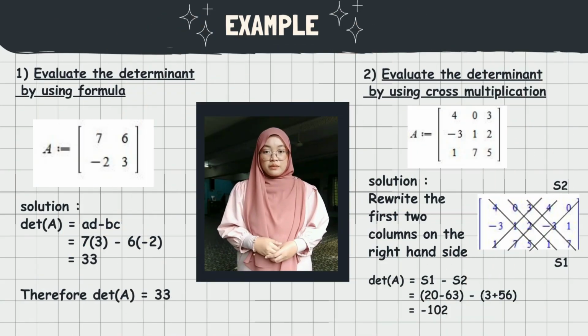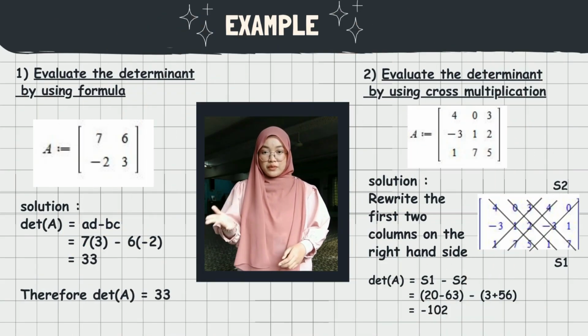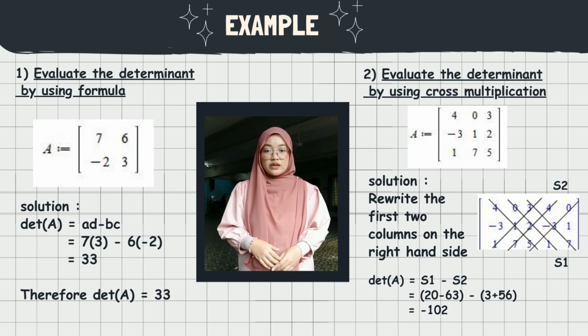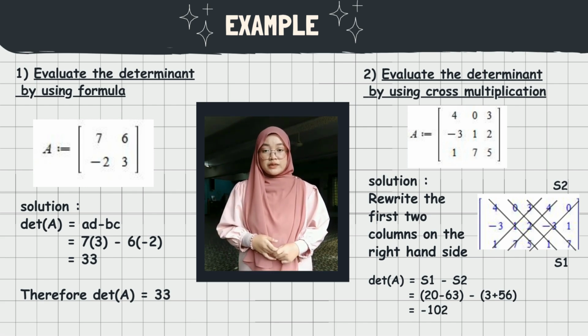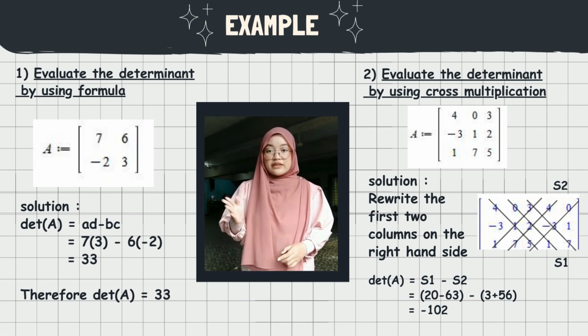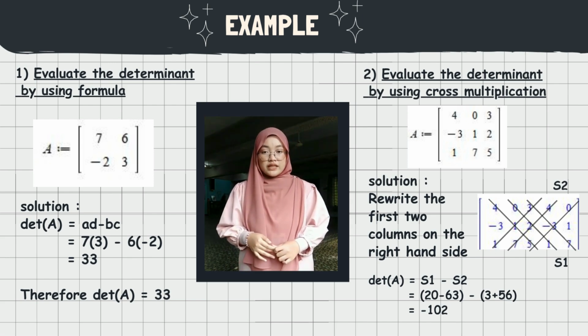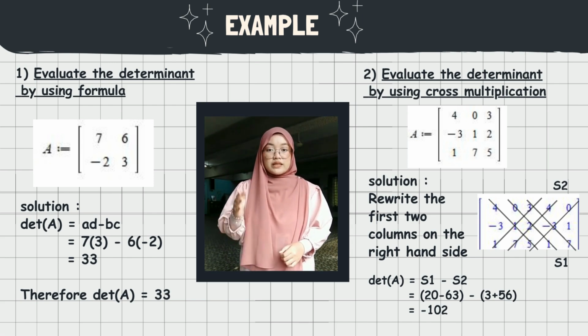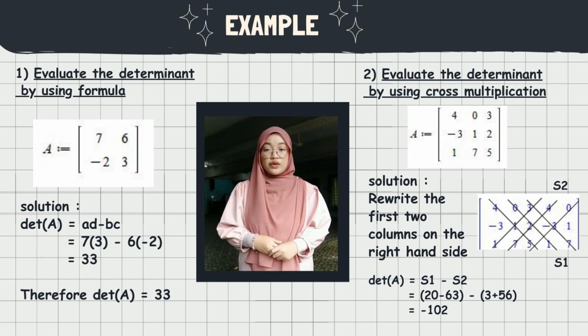So here are the examples of determinants by using formula and cross multiplication. Question 1 says evaluate the determinant by using formula, given A equals 7, 6, negative 2 and 3. Since the matrix is 2 by 2, we have to solve it by using the formula. So the solution is determinant A equals AD minus BC, so equals 7 times 3 minus 6 times negative 2. So the final answer is 33.